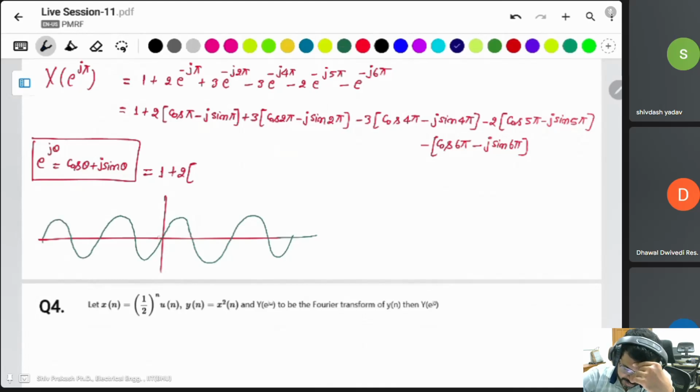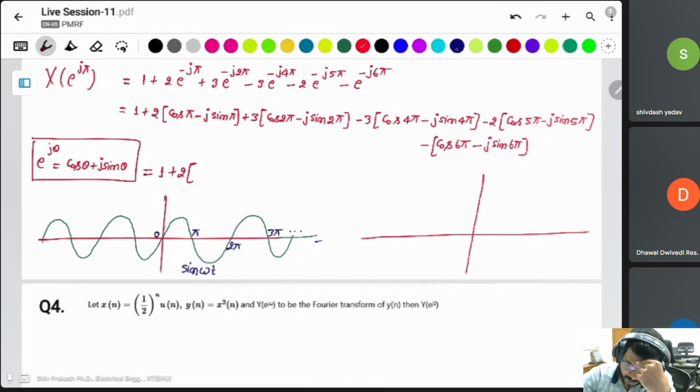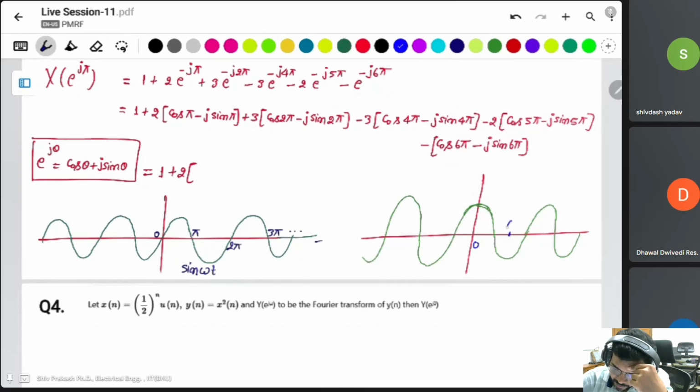This is a sinusoidal signal started from 0, pi, 2 pi, 3 pi, and so on. This will be sine omega t. If you take cos, started from 90 degrees, this will be like that. 0, this is pi, 2 pi, 3 pi, like that. And you can see here the sinusoidal signal at pi, 2 pi, 3 pi, all is 0.